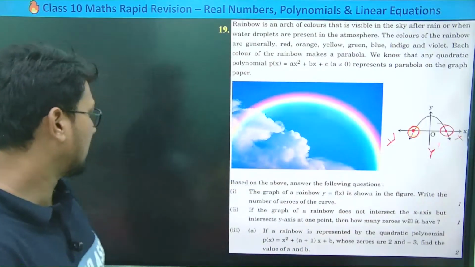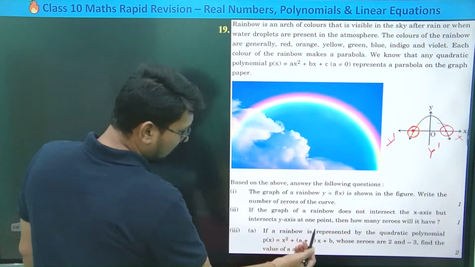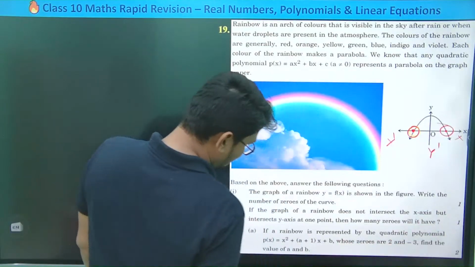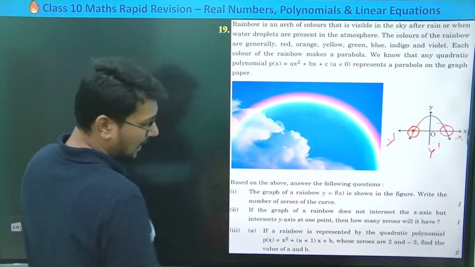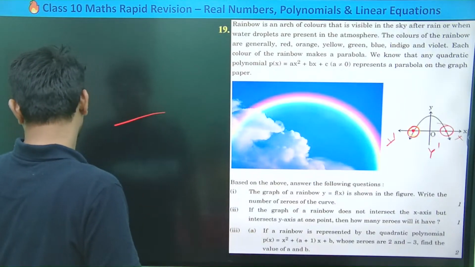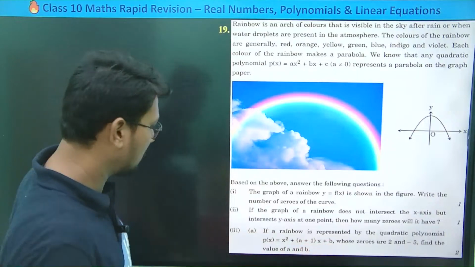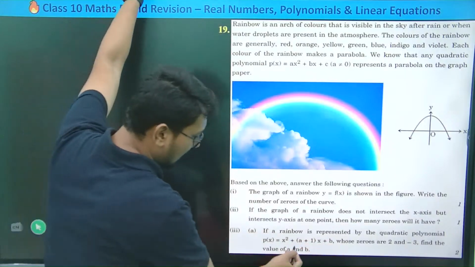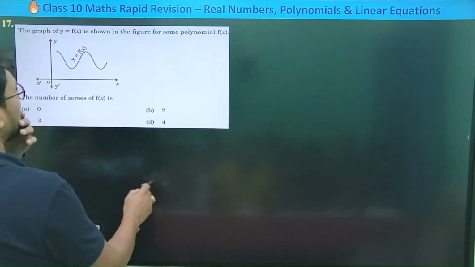Next, if a rainbow is represented by the quadratic polynomial p of x, whose zeros are 2 and minus 3, then find the value. I think you have solved this question, the same question we have solved. But check, you have solved it previously. A equals to 0 and b equals to minus 6. Where did you solve it?